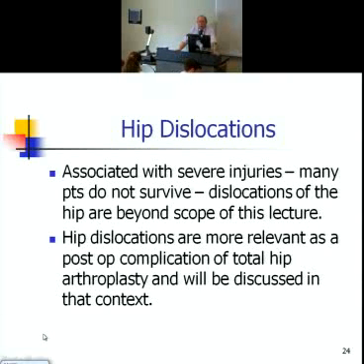Okay, so hip dislocations are much less common as an injury. The fractures are much more commonly seen. I'm not going to talk about dislocations. It really does go beyond the scope of this lecture, except in the case of hip dislocations that come about following a total hip replacement. This is a much more common problem.